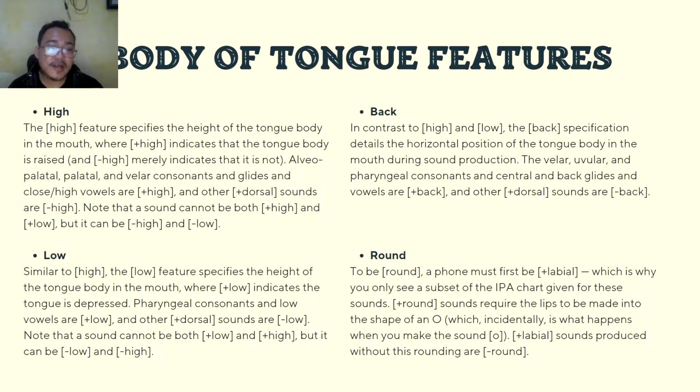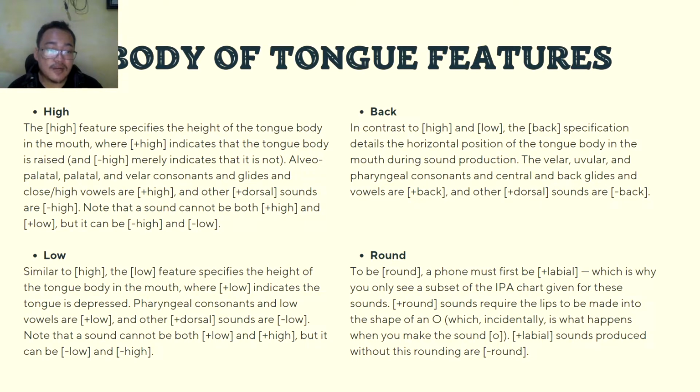In contrast to high and low, the back specification details the horizontal position of the tongue body in the mouth during sound production. The velar, uvular, and pharyngeal consonants and central and back glides and vowels are plus back, and other plus dorsal sounds are minus back. And the last one is round.